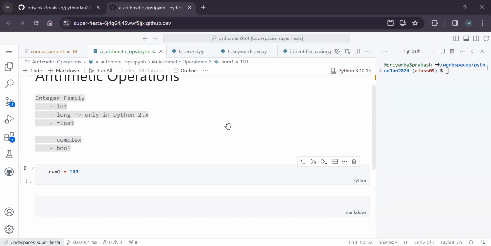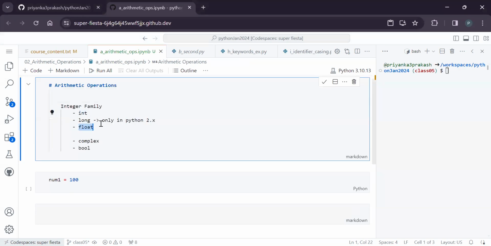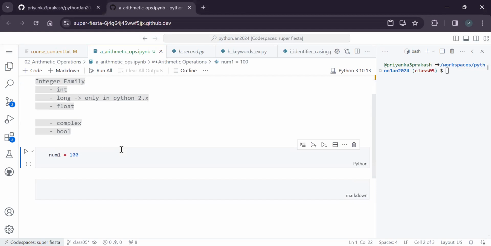In terms of the family of support, integers have multiple data types. Earlier in Python 2, there used to be something called long also. Now in Python 3, everything is treated as an integer only. If there is any decimal, it is called a floating point value. And apart from this, within the integer family, we have two things called complex and Boolean. You can understand complex means real plus imaginary value. Okay, it is an integer family, you can agree. But you may have a doubt: why is Boolean called an integer family? That you will understand slowly afterwards.